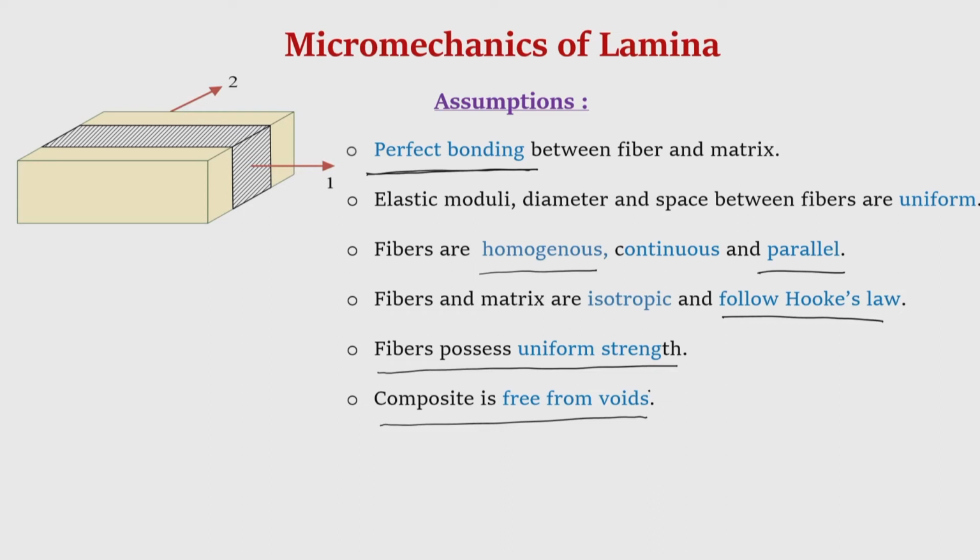Now, having understood micromechanics and the approaches and the key assumptions in micromechanics, let us see how some of these stiffnesses and strengths are determined using micromechanics. So, let us start with the mechanics of material approach, which is the simplest among all these approaches. Let us see the determination of longitudinal Young's modulus E1 using the mechanics of material approach.